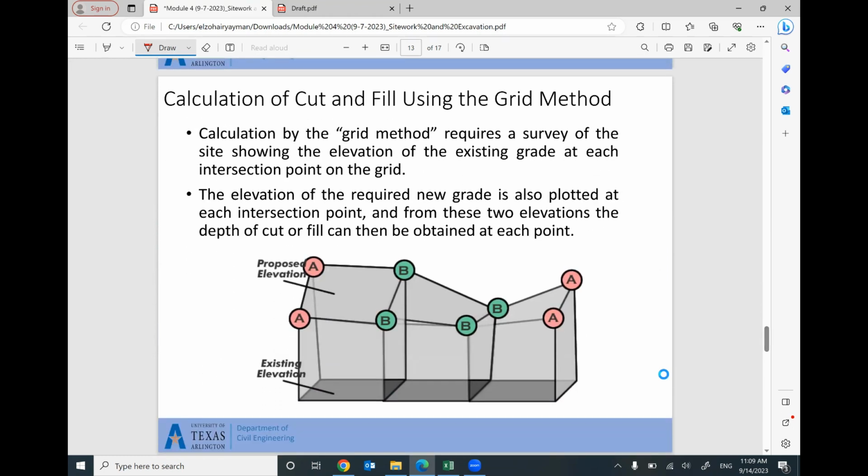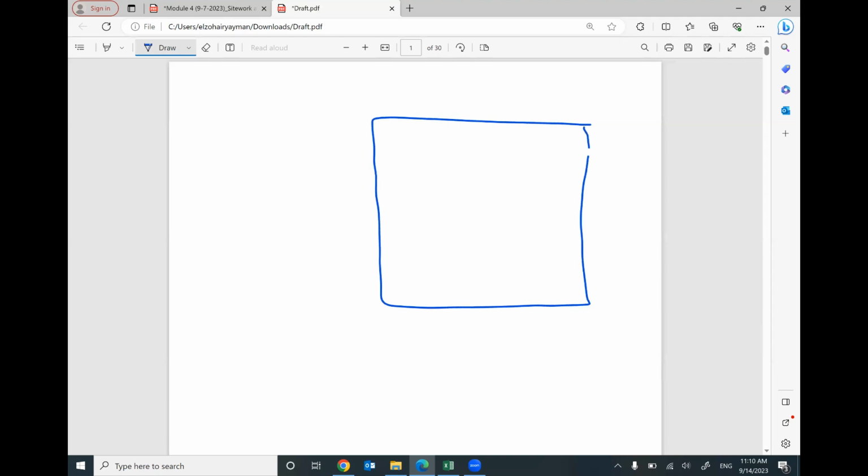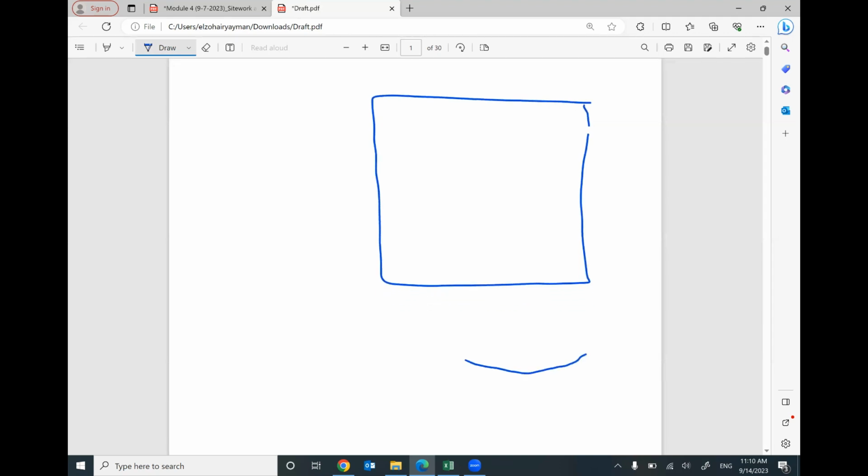One of the techniques that we started last meeting is a method called the grid method. This method will help you to figure out how much soil you need to excavate or how much soil you need to fill over the whole area of your site. I would like to remind you what we learned last meeting regarding this method. We have an area of land, and the soil surface is not flat. The soil surface looks like this.